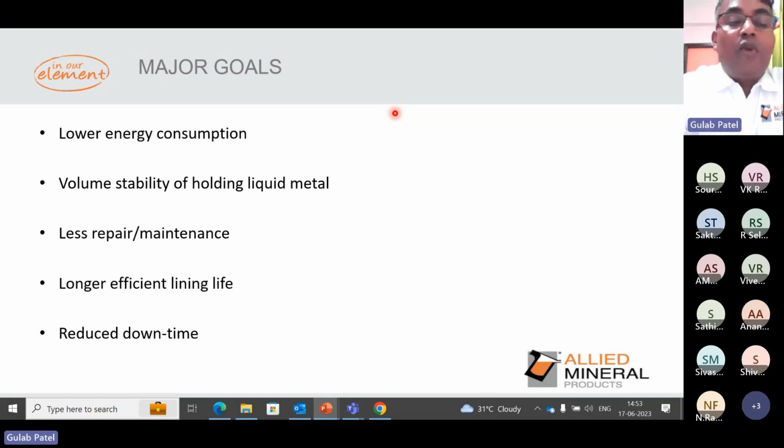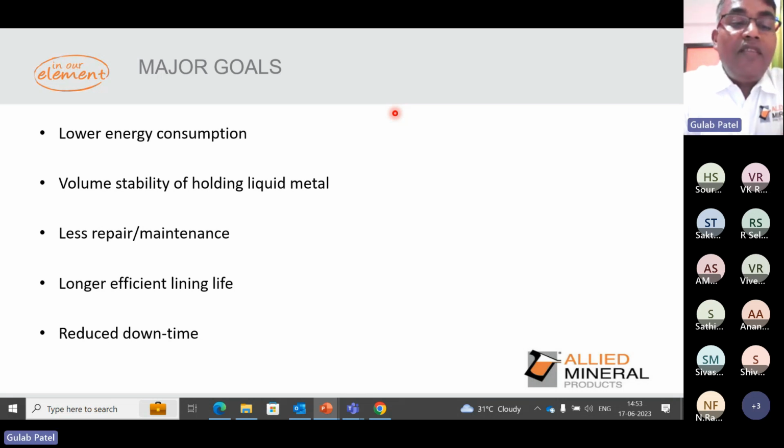Then coming to the third point, less repair and maintenance, which is a kind of ease of operation. If your furnace lining requires less repair and maintenance, you will have more time to run your furnaces. And if you have more time to run your furnaces, definitely you will have more production. Then again, longer efficient lining life.